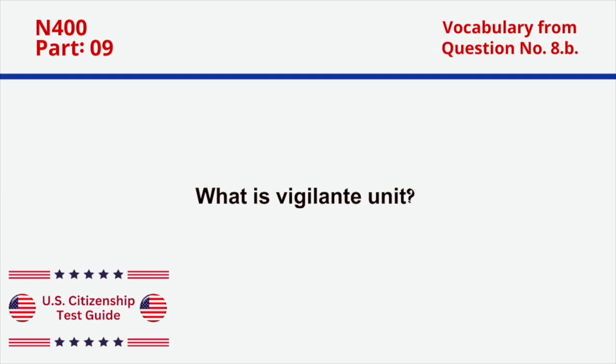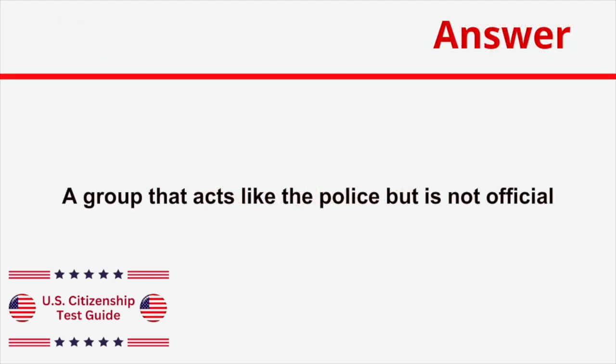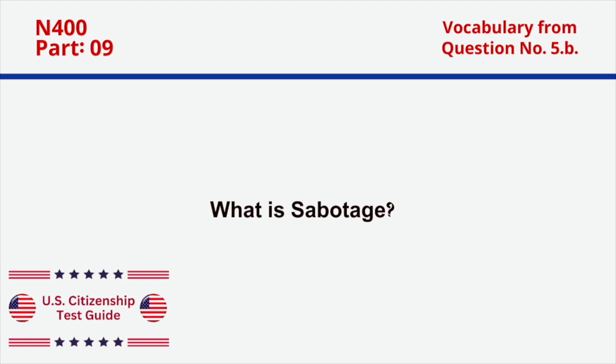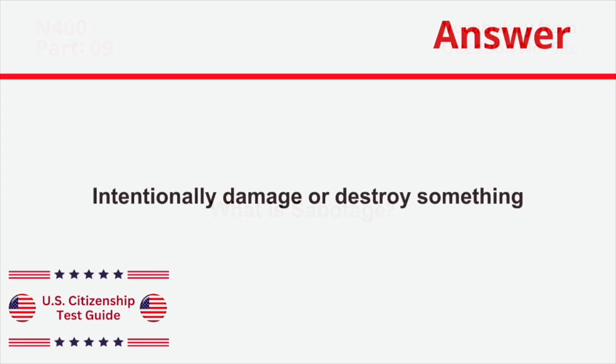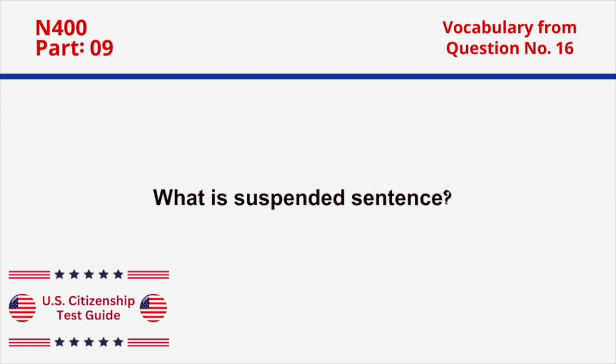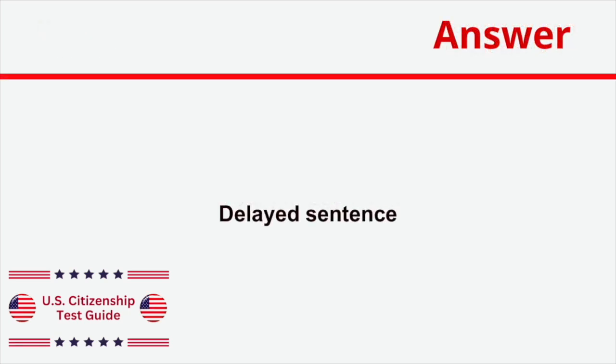What is vigilante unit? A group that acts like the police, but is not official. What is sabotage? Intentionally damage or destroy something. What is suspended sentence? Delayed sentence.